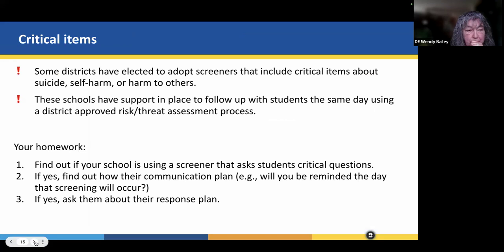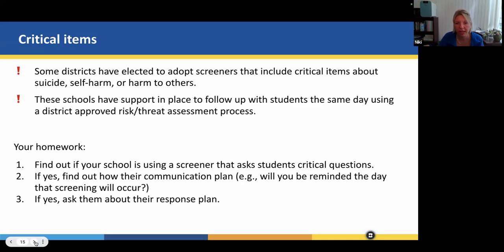Very few districts, but I know there are a few schools and districts that are using social emotional behavioral screeners that have what we call critical items on them. And I know a lot of times parents are a bit concerned about this. In schools that are implementing screeners that have these items, they have a much more rapid response rate to follow up on these items. Some districts are using screeners that include critical items about suicide, self-harm, or harm to others.